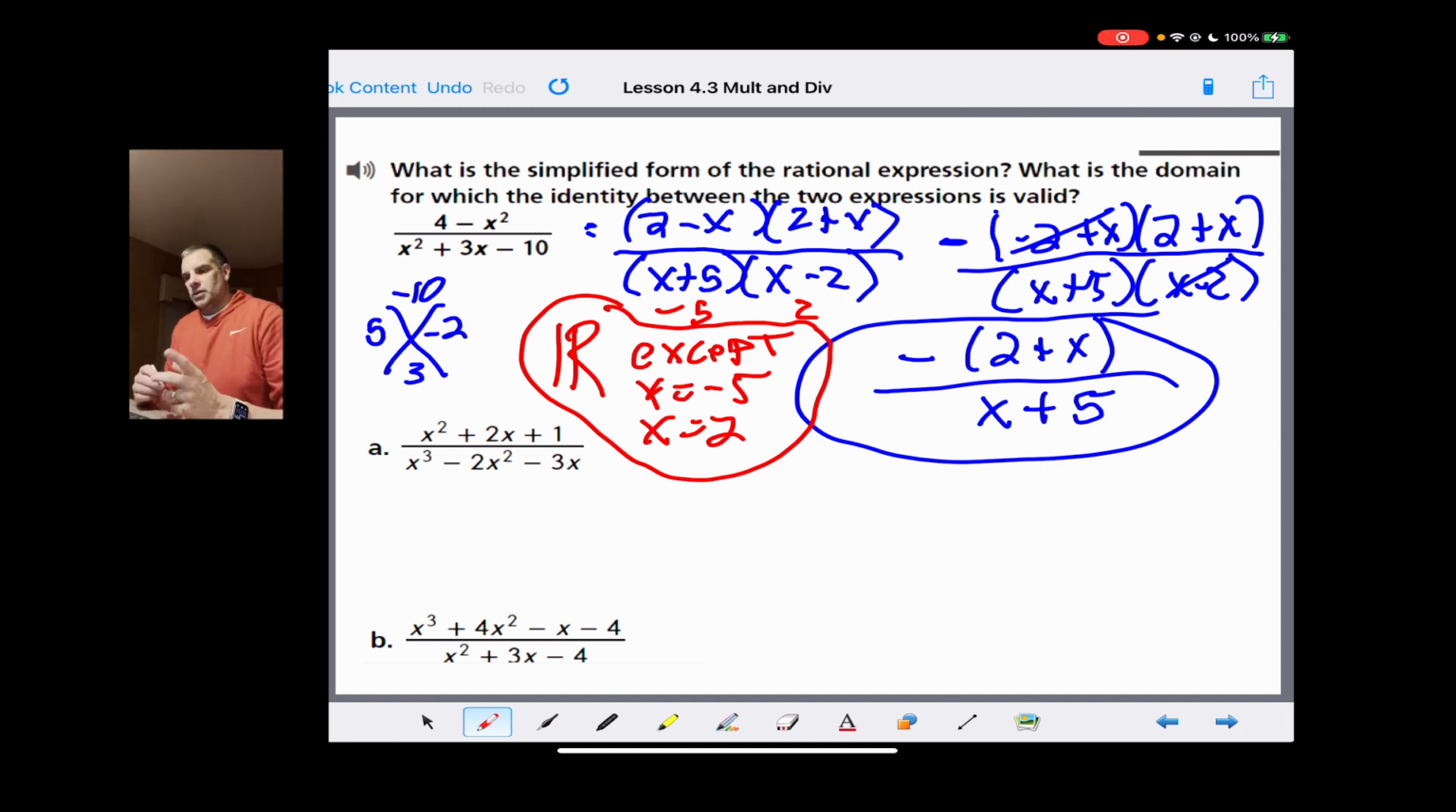Okay. So why don't you go ahead and do part A. Simplify the expression and then figure out what the domain is. I'll put a filler in here, about 30 seconds, and then the answer will be there when you're ready to go.